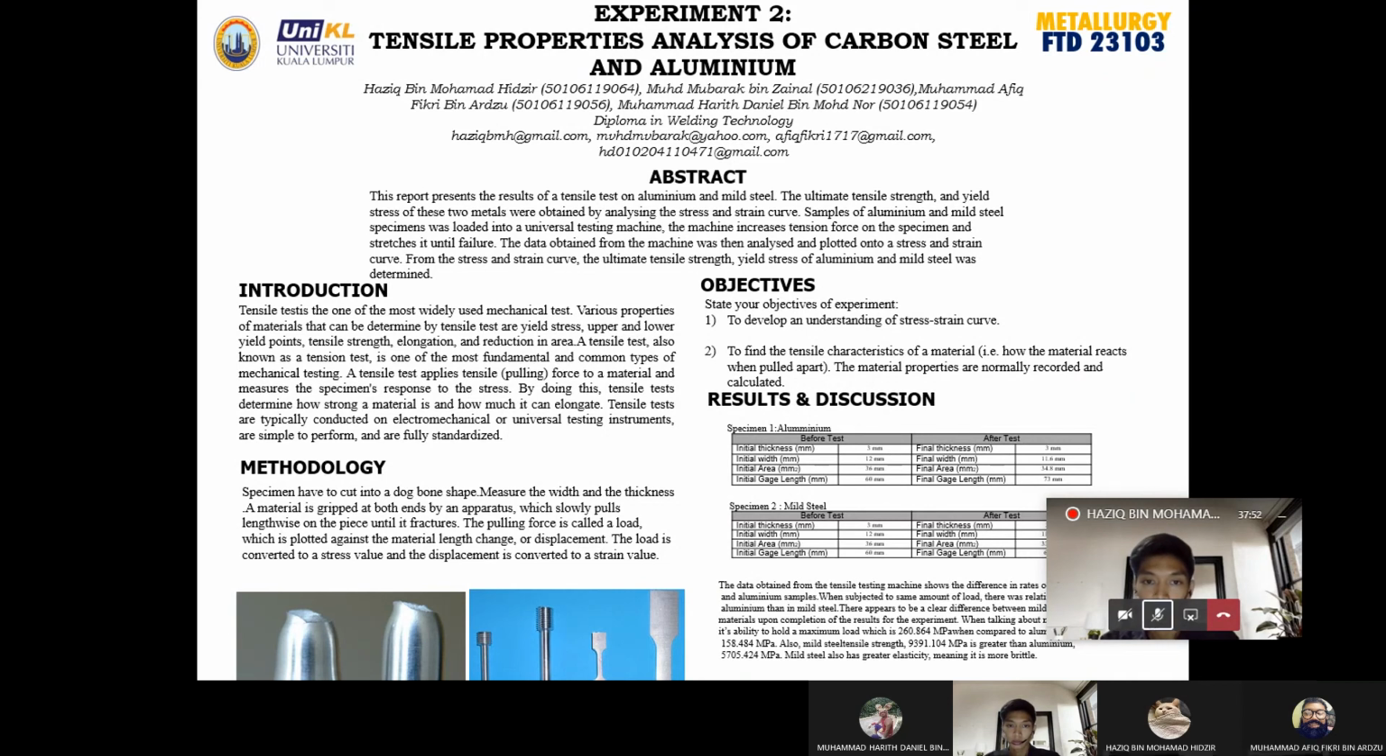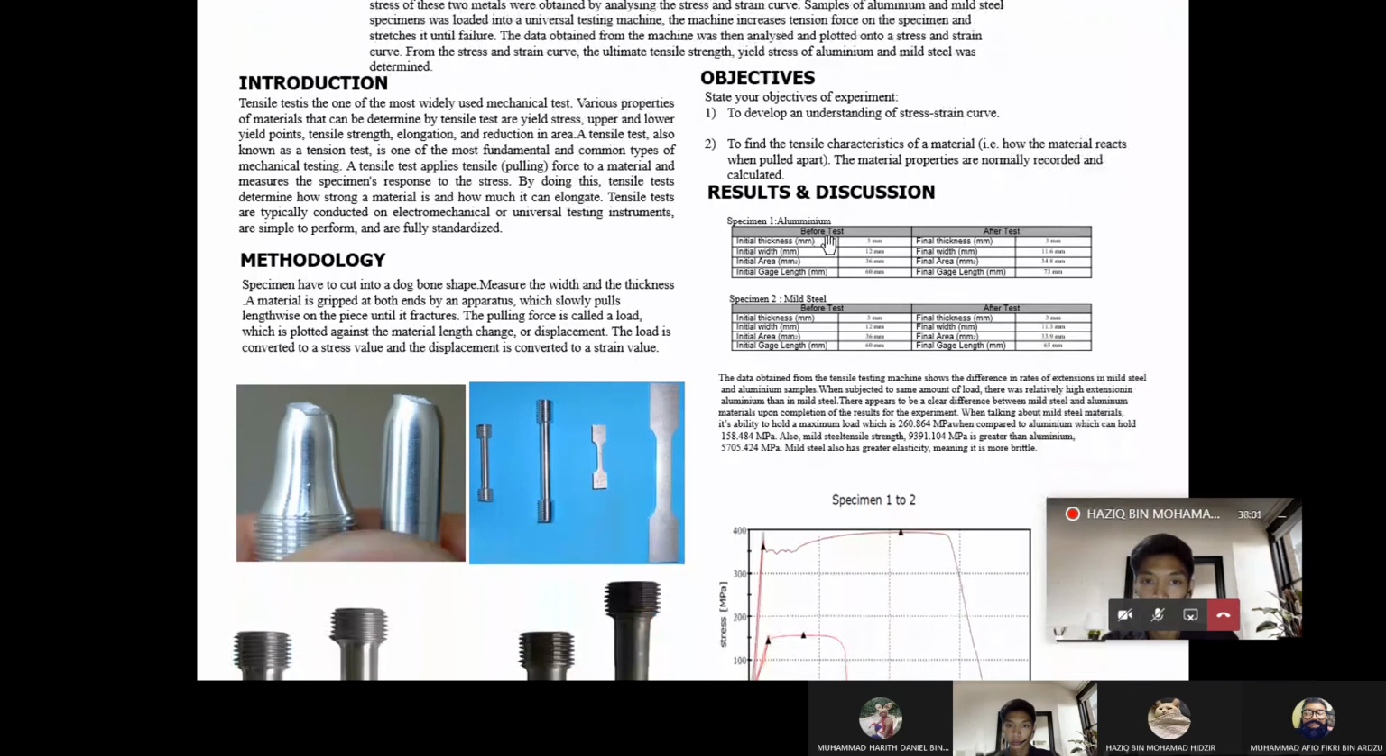The data obtained from the tensile testing machine shows the difference in rates of extension in the samples. When subjected to the same amount of load, there was relatively high extension in aluminium than in mild steel. There appears to be a clear difference between mild steel and aluminium material upon completion of the result for the experiment. When talking about mild steel material, its ability to hold maximum load, which is 260.864 MPa, when compared to aluminium, which can hold 158.484 MPa.